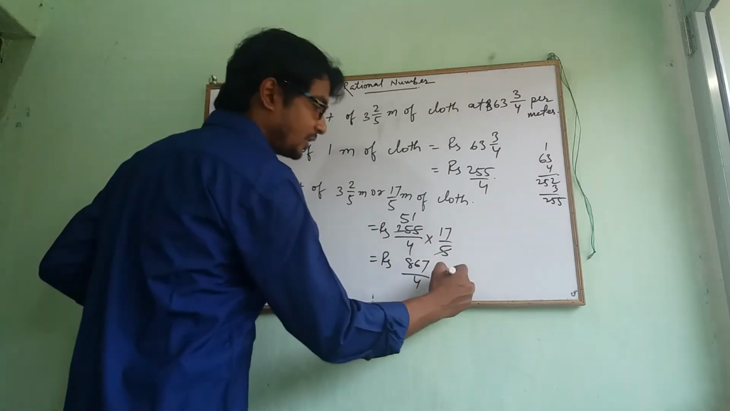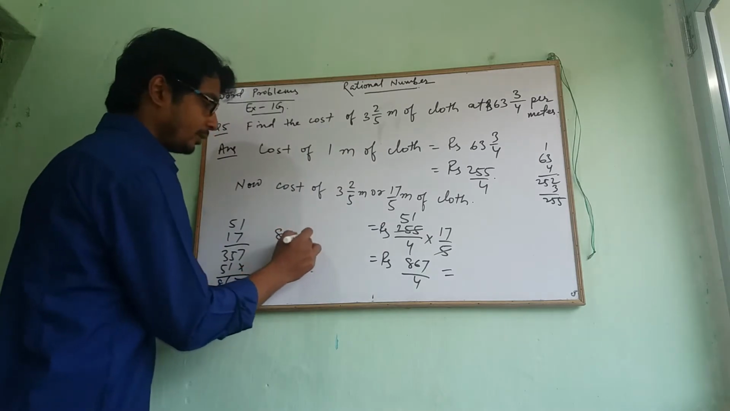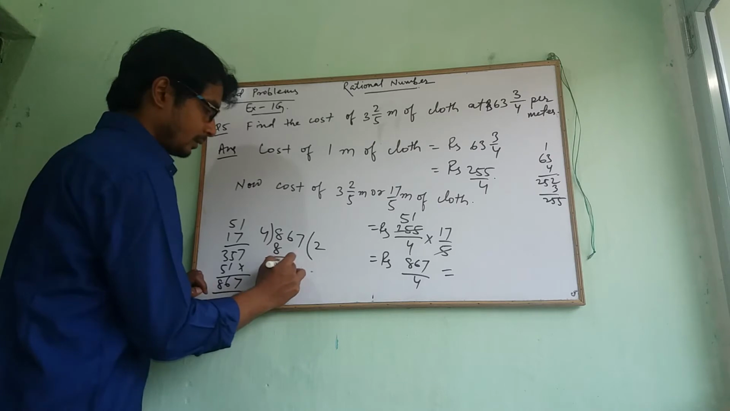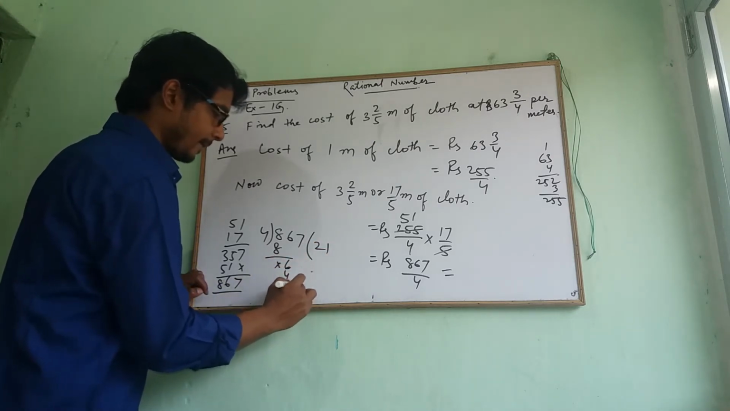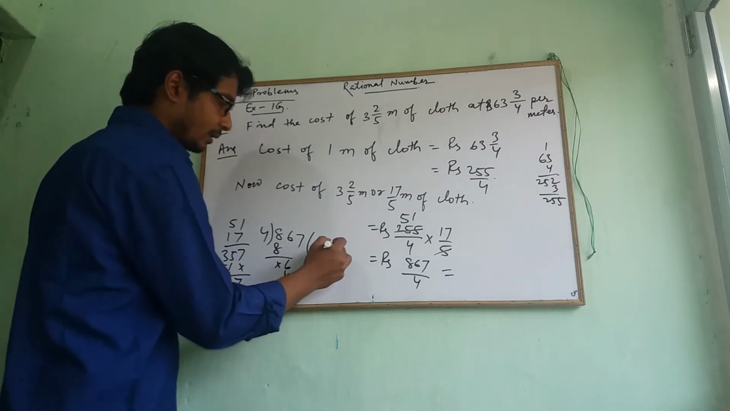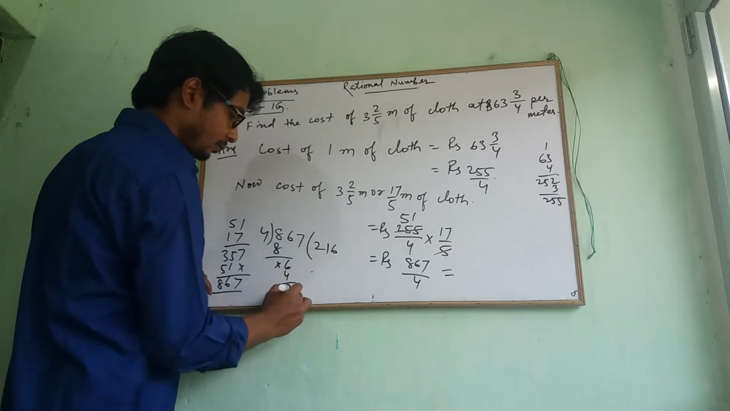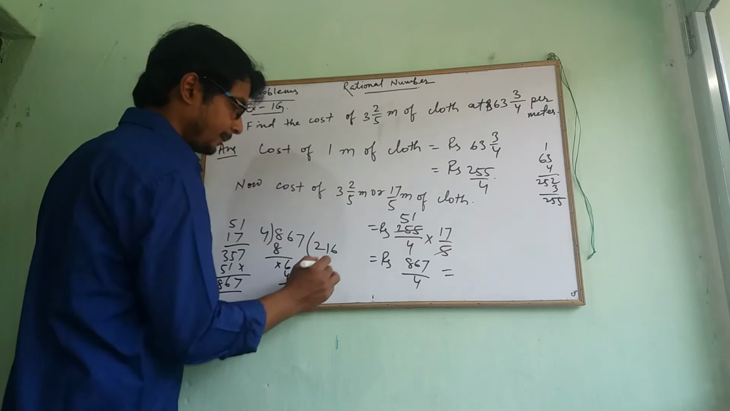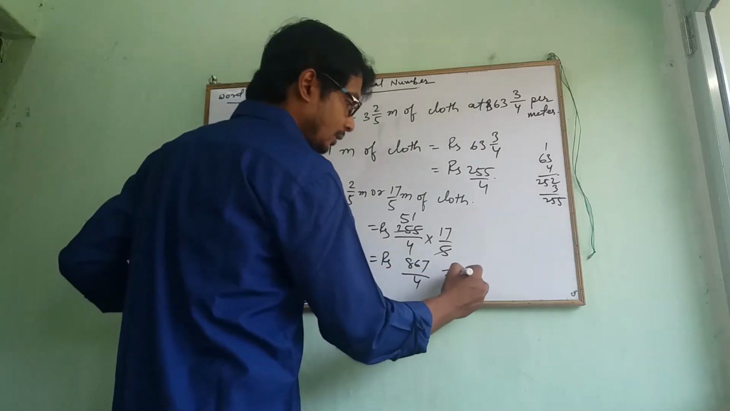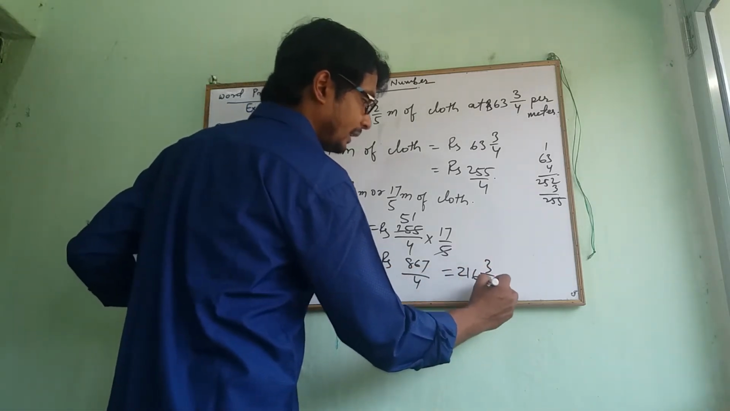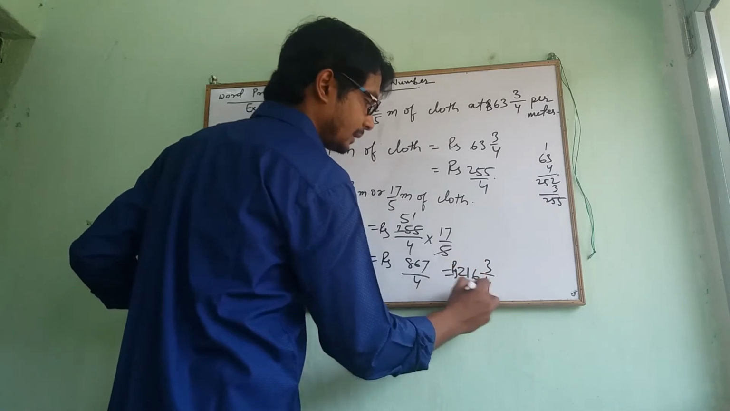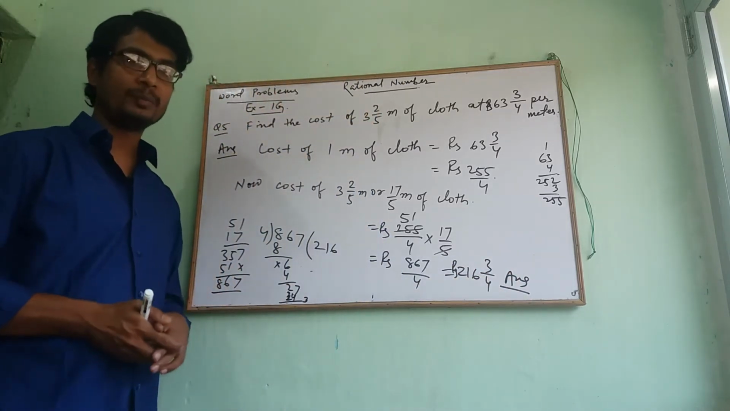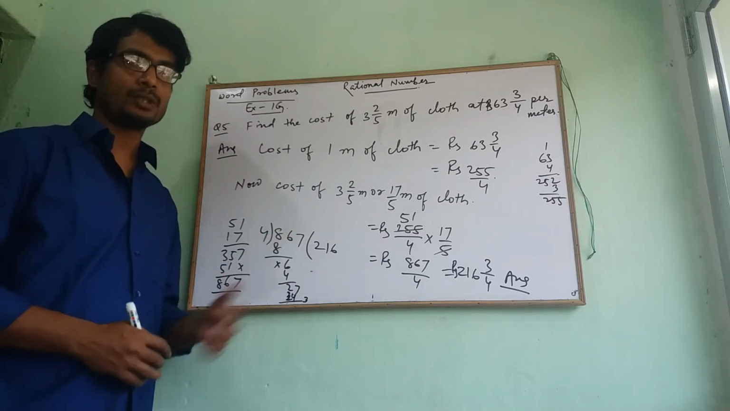Now convert this into a mixed fraction. As I have already told you in the previous question, you have to divide it. 4 2s are 8, 4 1s are 4, 4 7s are 28, 4 6s are 24. So my remainder is 3. So I can write it this way also, 216 3 by 4 rupees. This will be my answer. I hope that you have understood this question also.